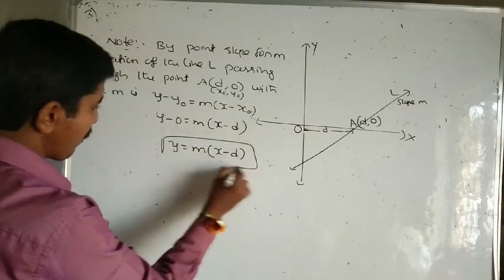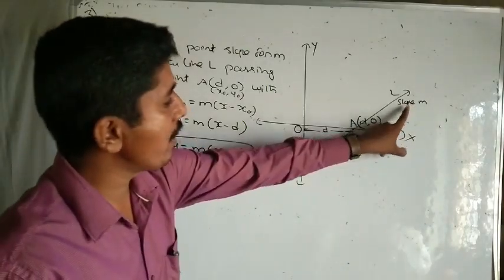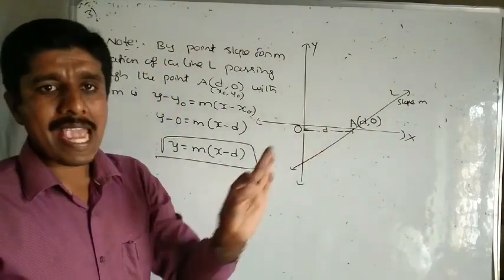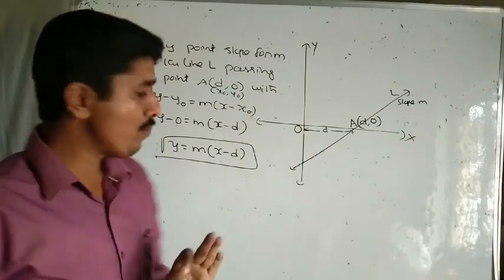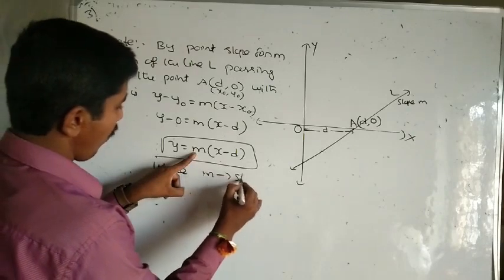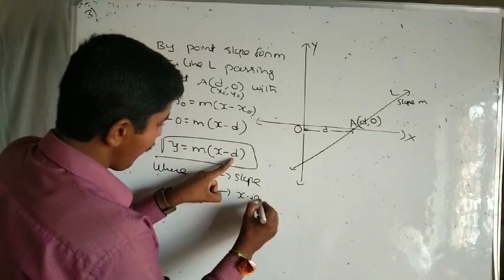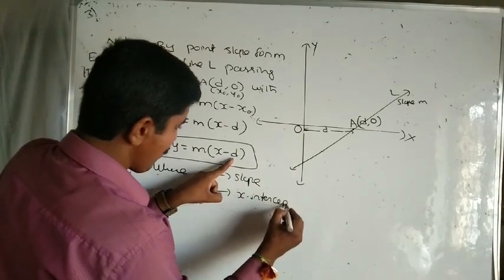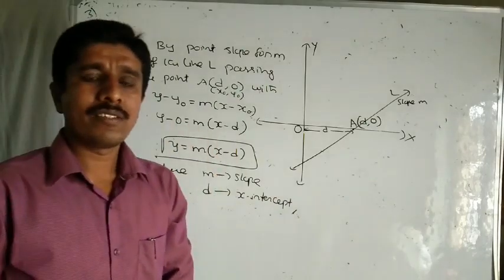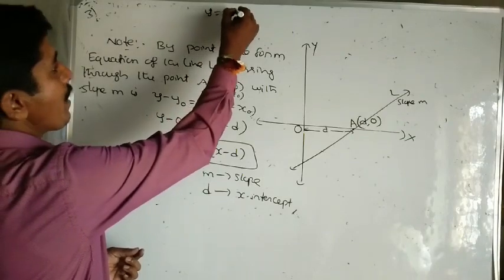This is also the equation of the line in slope intercept form. Here the slope equals m, and d is called the x intercept of the line. Very important. Where m is called the slope of the line, d is called the x intercept. Note it down. The first one is also the equation of the line in slope intercept form, which is y equals mx plus c.